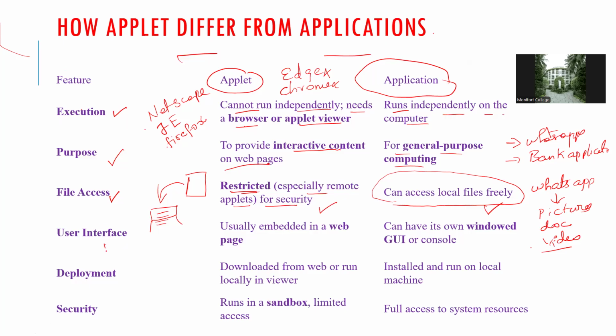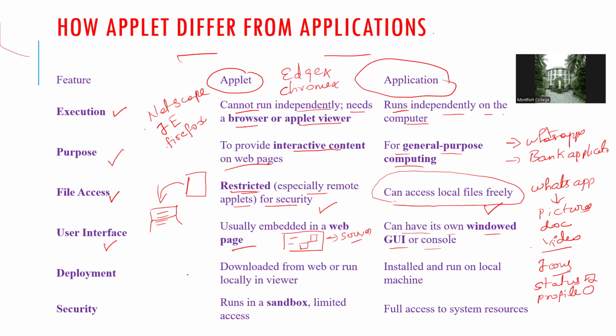Coming to user interface: an applet is usually embedded in the web pages. Yes, absolutely. In a web page, we will have some graphic components, and through that graphic component we communicate with the server. An application can have its own windowed GUI or console. For WhatsApp and all, we will have some icons. For status, we have an icon to see the status. For profile picture, we have some icon. If you are not keeping a profile picture, then something will still be there. That is nothing but graphics actually.